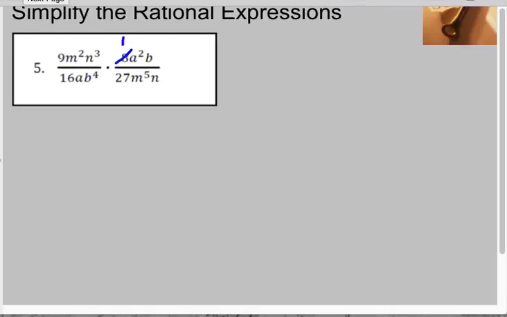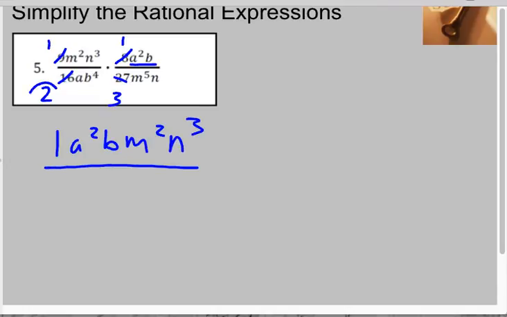8 goes into 8 once, goes into 16 twice, and 9 goes into 9 once, and goes into 27 3 times. So our coefficients, the number in front of our variable terms, we can get going on. 1 times 1 is 1. I'll go a squared b right here times m squared n cubed all over the 2 times the 3 for my coefficient, 6 a b to the 4th m to the 5th n. And then from here, reduce what you can.